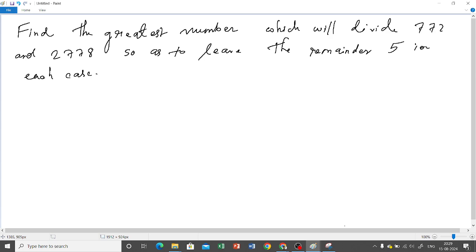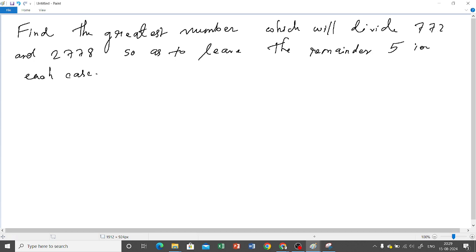Sir, 2301. No. How come 2301? How come 2301 divide 772? How come 2301 divide 772?